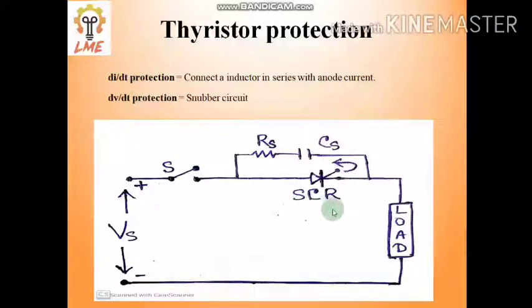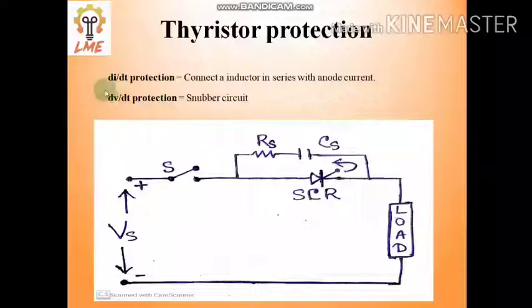What do we do to protect our SCR from di by dt? We just connect a simple inductor in series with the circuit, meaning the anode current. We will not show the circuit here. Suppose this is an SCR. Here we are connecting an inductor. Then what will happen? We all know the inductor L always opposes the rate of change of current with respect to time. So it opposes di by dt, meaning it delays the rate of change of current. In this way the Thyristor will be protected from di by dt. That is the simple thing.